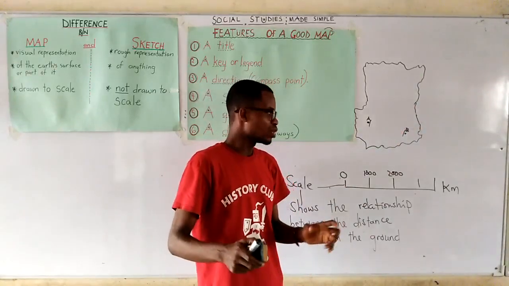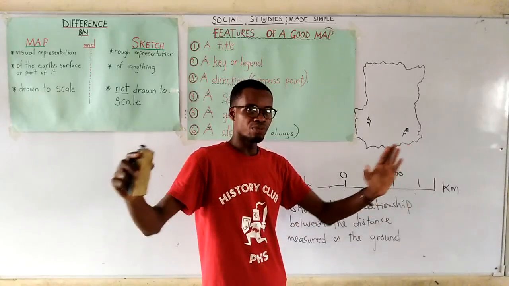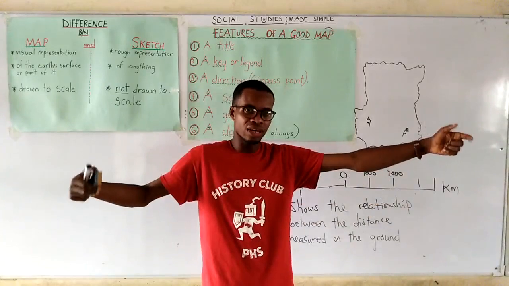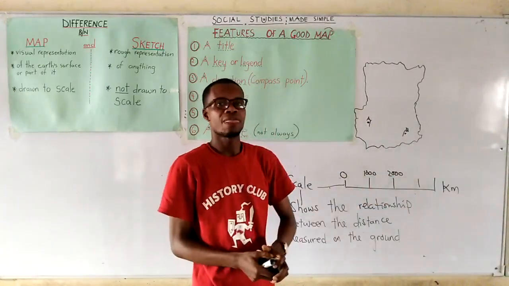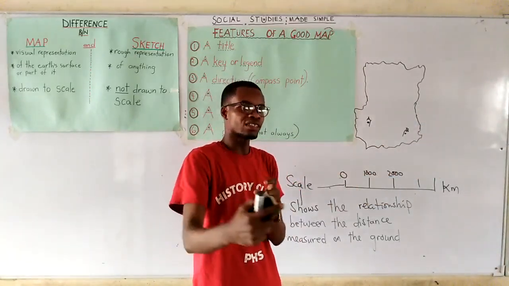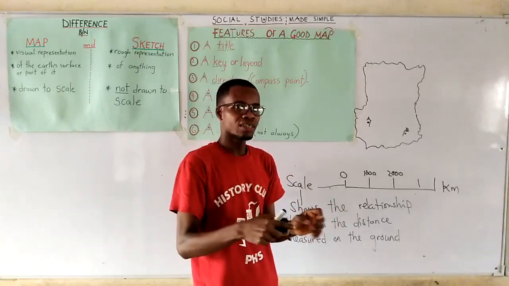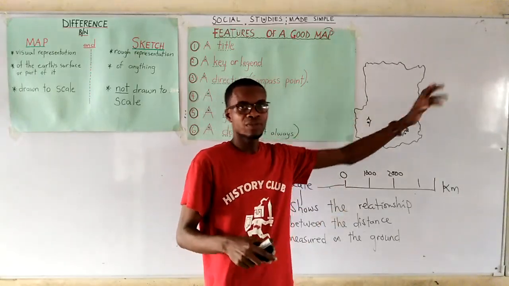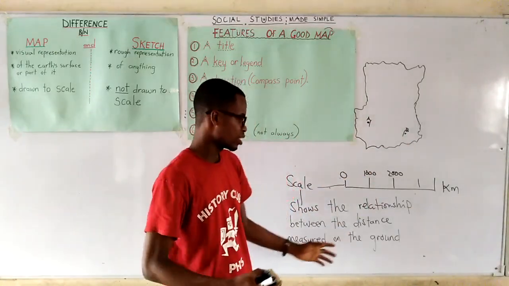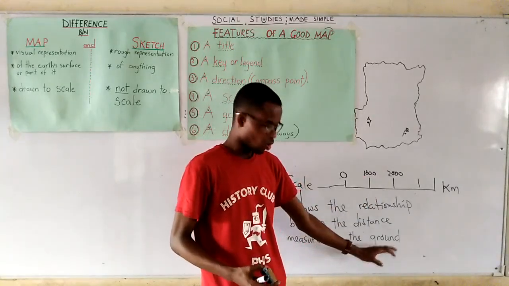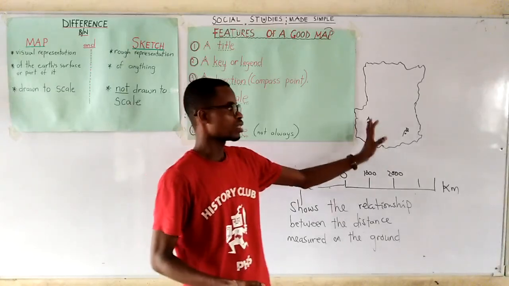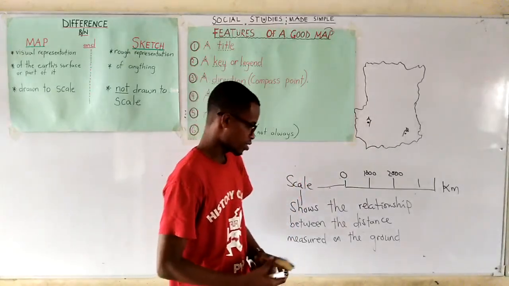So you are now going to look for these numbers to bring the scale or to reduce the distance on the actual ground onto paper, because the distance on the actual ground is huge. So you are going to connect it to another number that will make it smaller for you to locate the 2 points on paper. So that's what we call the relationship between the distance measured on the ground and the distance measured on the map between the 2 points. So that is a scale.